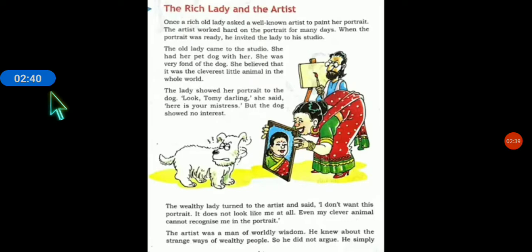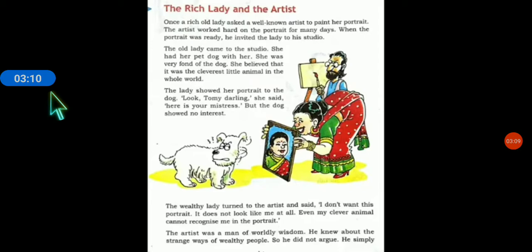You can see in the picture also the lady is showing her portrait to her dog, and she asked her dog, "Tommy darling, here is your mistress." She told her dog to see the picture. But her dog showed no interest. Her dog didn't respond to the portrait of his mistress.